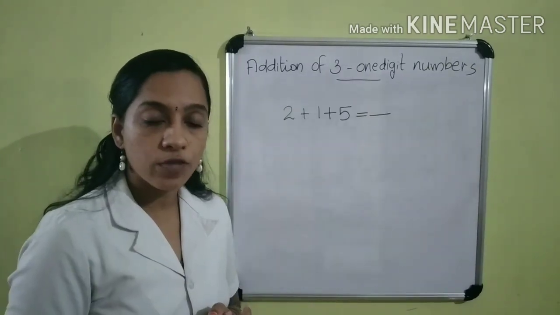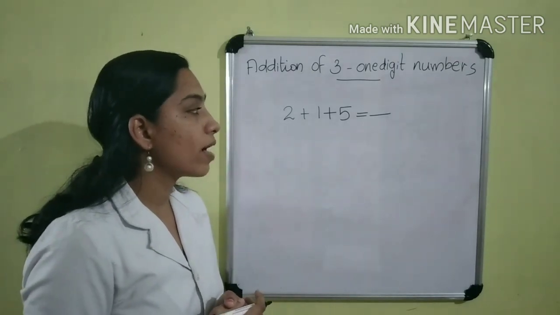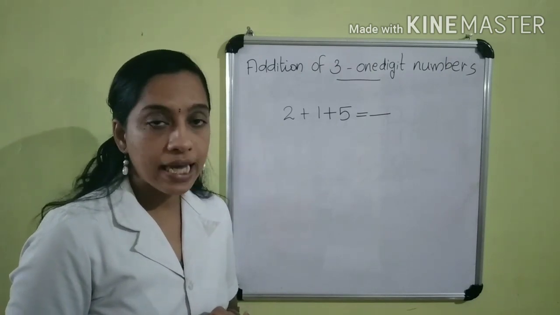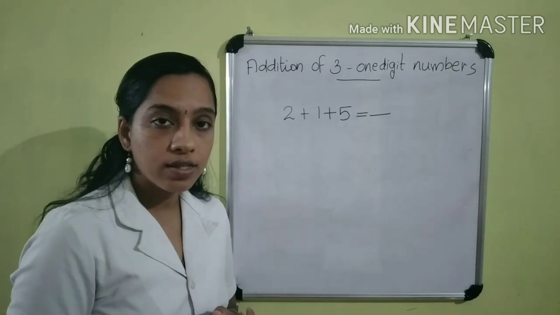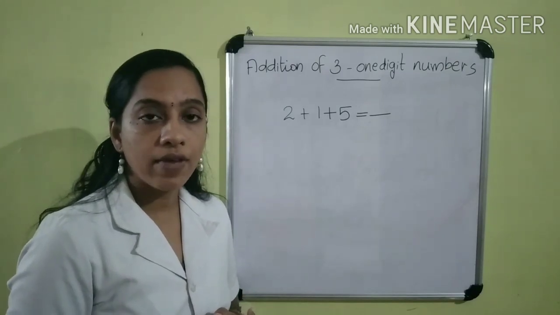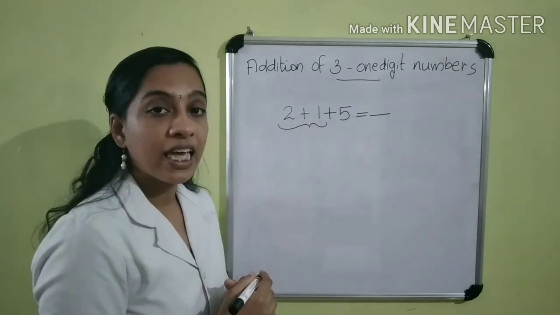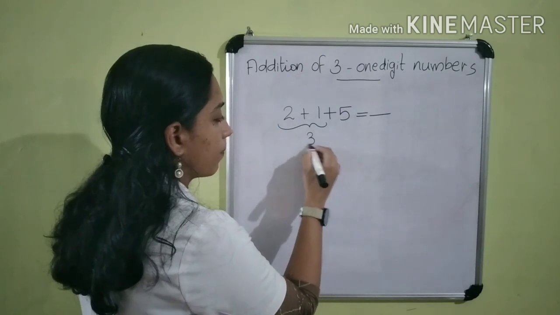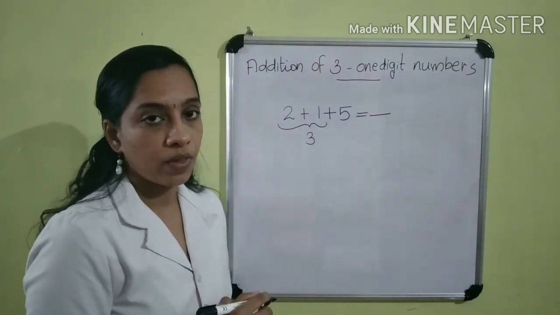Let us understand this with more examples. The first one, 2 plus 1 plus 5. Here we have to add three numbers, that is 2, 1 and 5. How do you add these three numbers? First we will add the first two numbers, that is 2 and 1. If we add 2 and 1, we will get 3. 2 plus 1 is equal to 3.